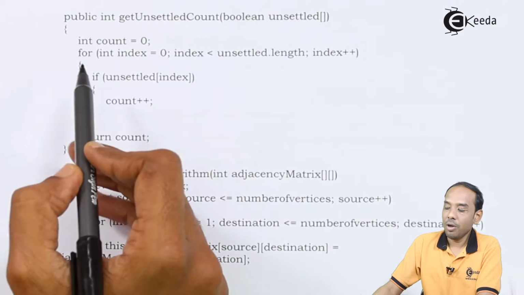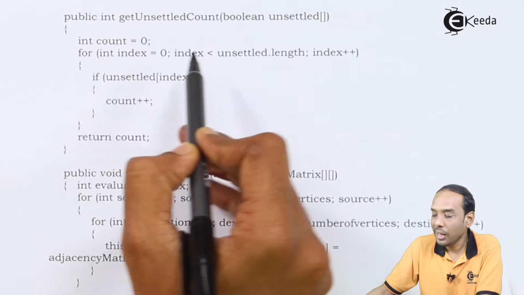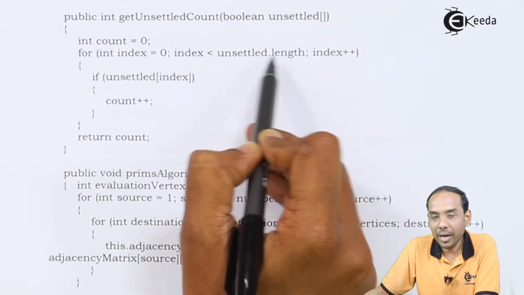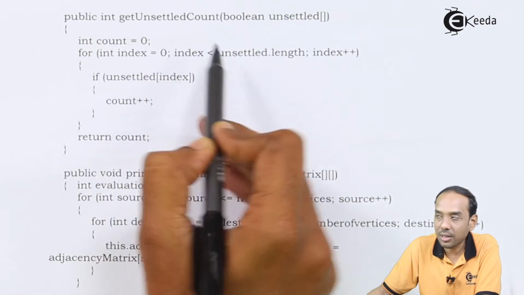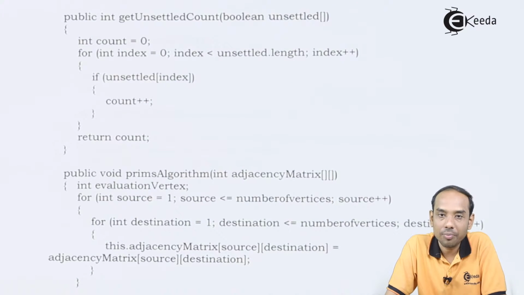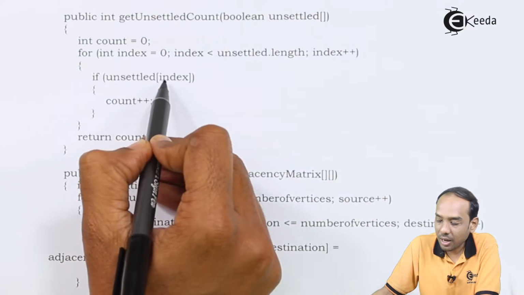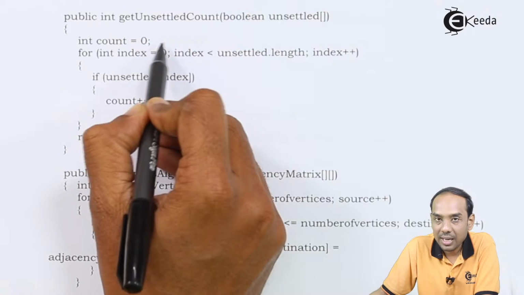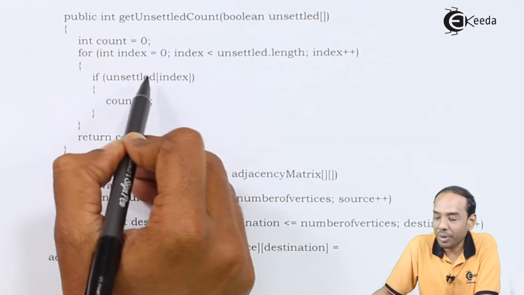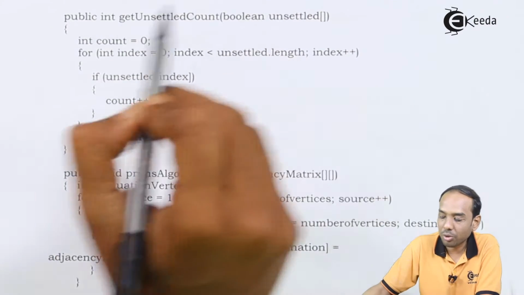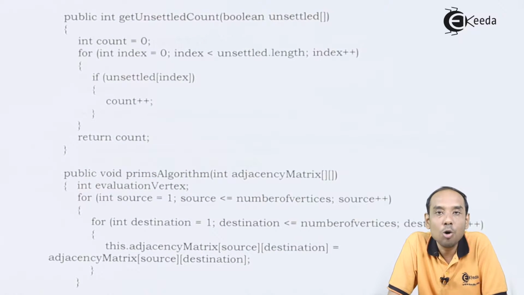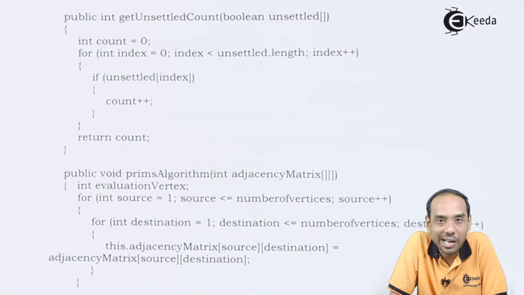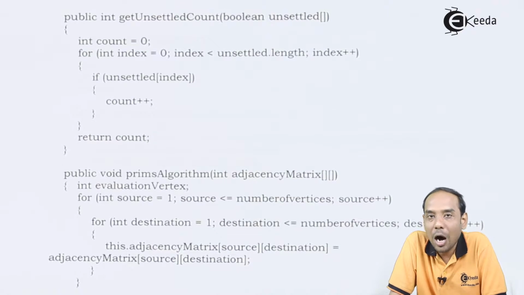Let us begin. We have for int index equal to 0. Index should be less than unsettled array dot length. We have defined the unsettled array. We are going to calculate its length, and index has to be less than this value. Then we go with the checking. We write down if unsettled with the index value starting from 0. Whatever value of this comes out should be a true value, because we have the return type as boolean. So once this comes out to be true, then we increment the value of the variable called count by writing count plus plus. Once this is done, this function will return the count variable value. We write down return count.